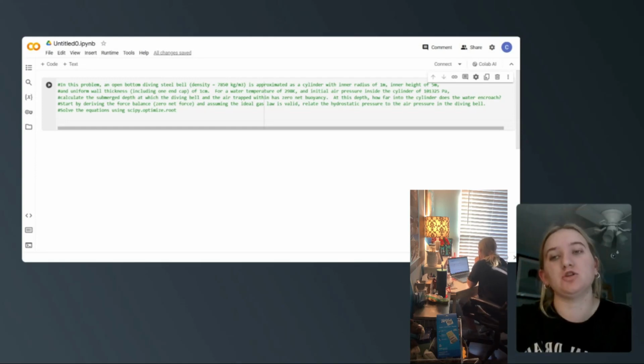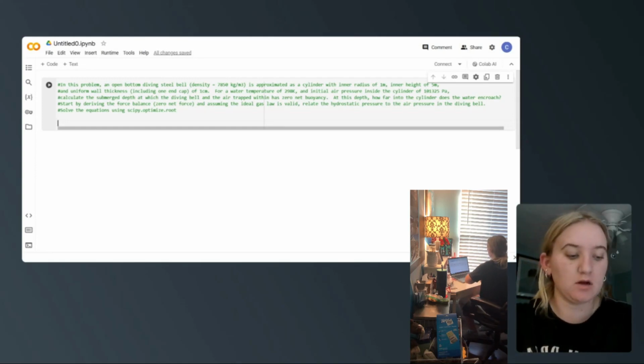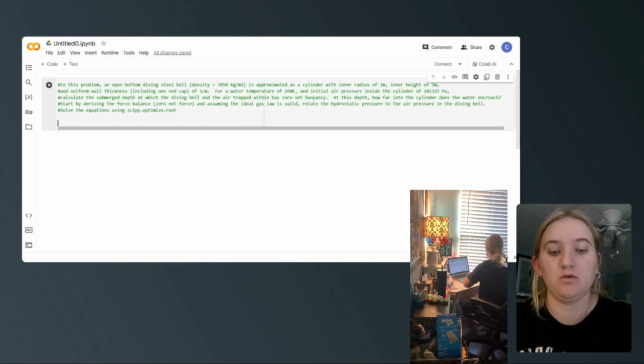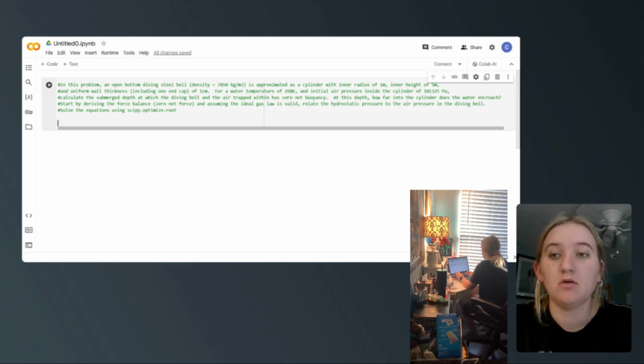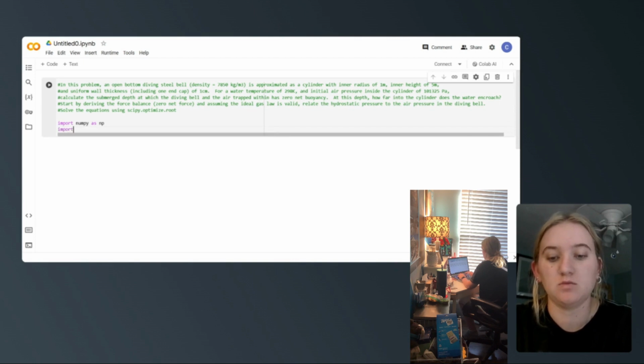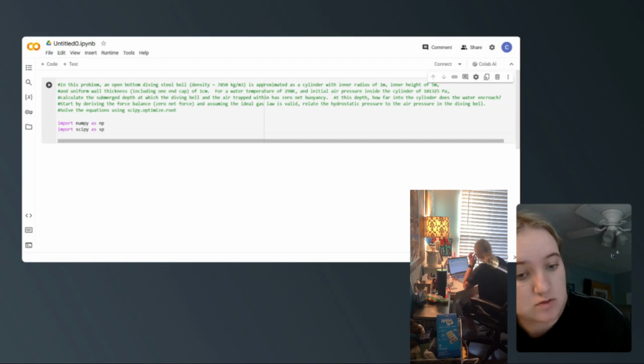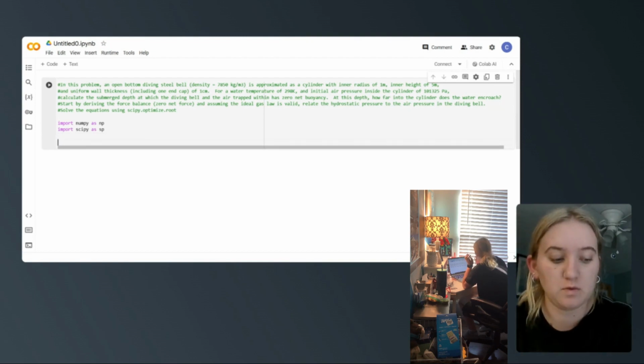Okay, continuing on homework 2, part C, we already got all of our equations. Now we're going to plug it into Python and get an actual answer. So we of course start by importing numpy as np, and we want to import scipy as sp, and then we want to add in all of our variables and what we know.